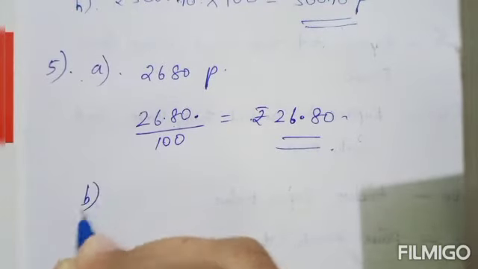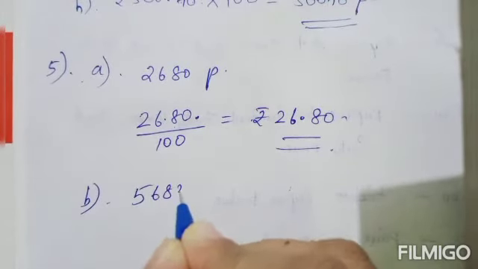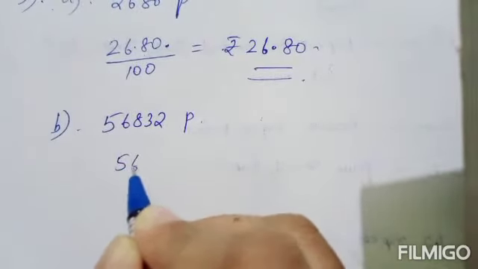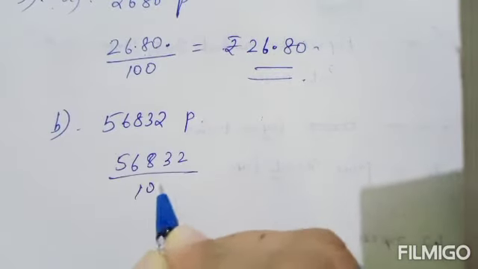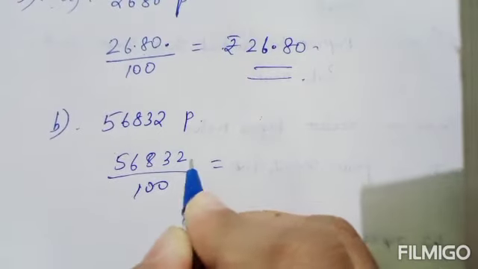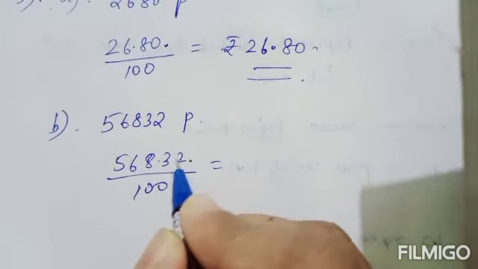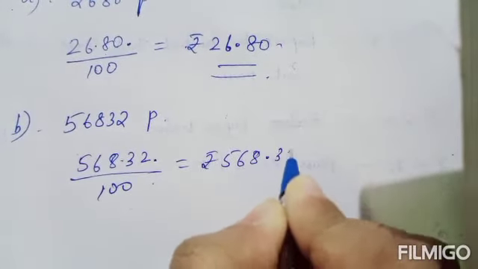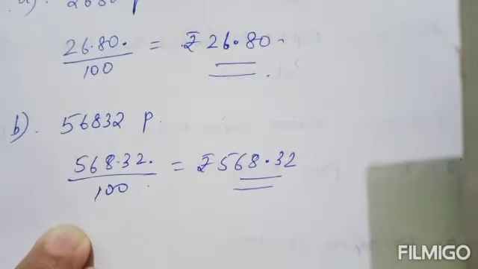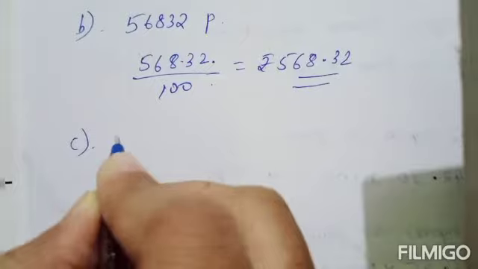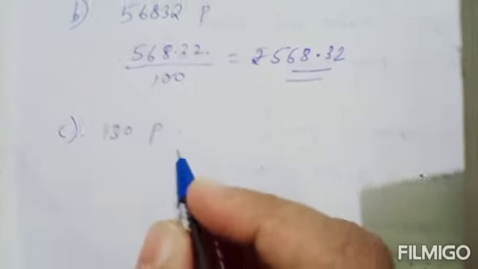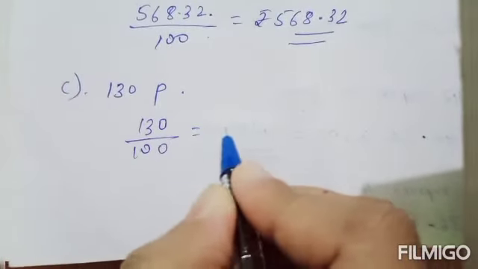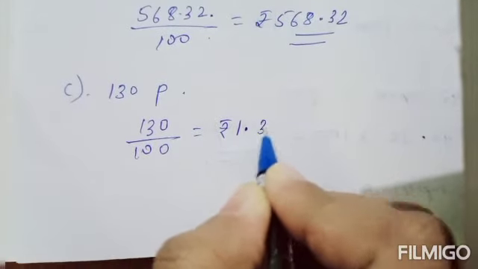Okay, in that B, 56,832 paise. So in order to convert paise to rupees, just divide the amount by 100. So what you will get? The decimal point will move 2 places to the left. So this is 1, 2 here. Okay, so you will get rupees 568.32. Okay. Now see 130 paise. In order to convert paise to rupees, just divide by 100. So what you will get, it is rupees 1.30.